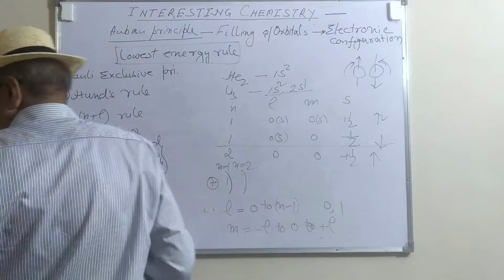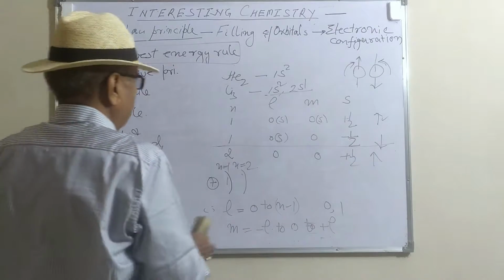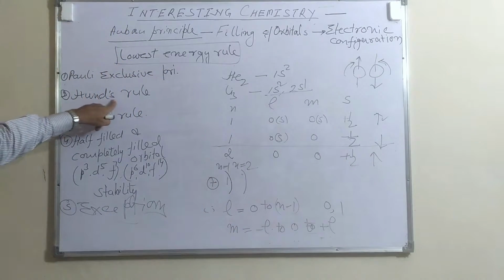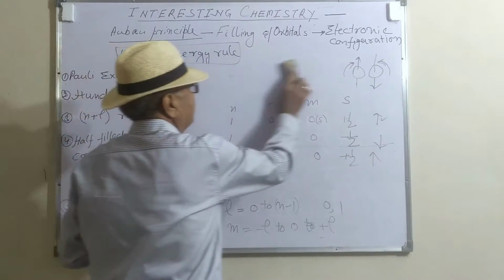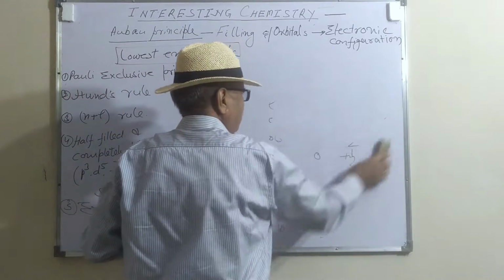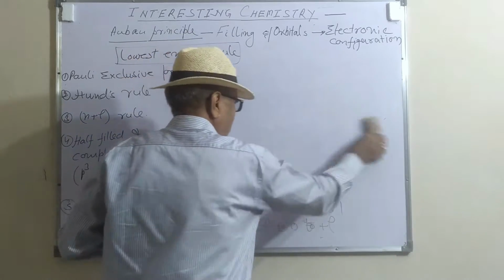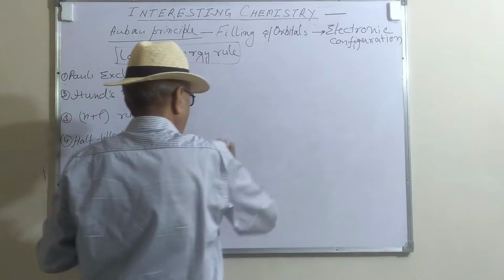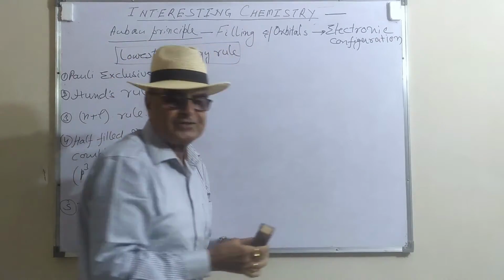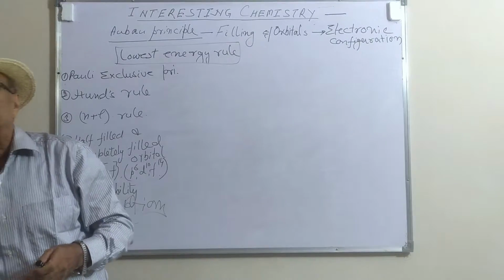Now I am coming to the second one. Which one is Hund's rule? This is Hund's rule. What is Hund's? Hund is the name of a scientist who told us about the pairing of electrons. First I will give you an example.